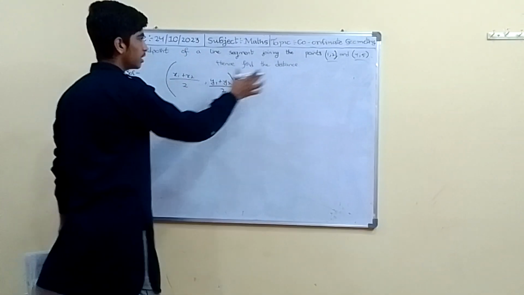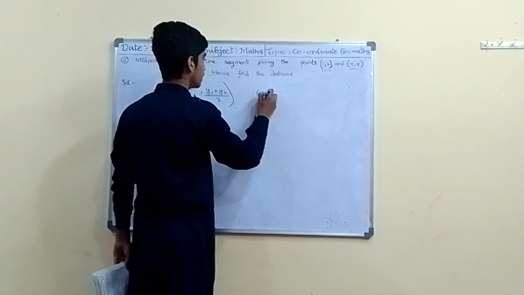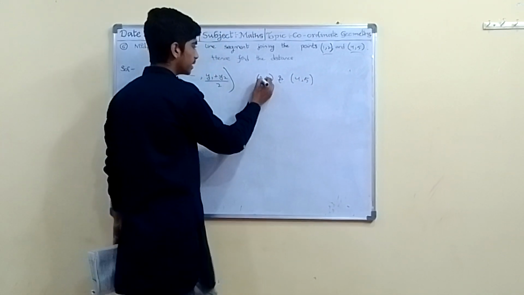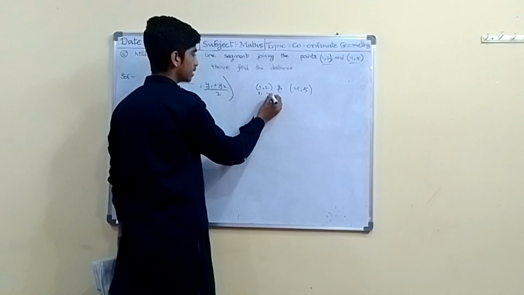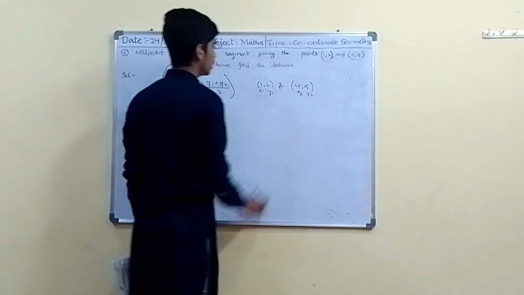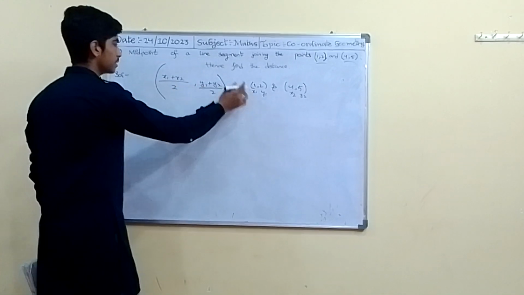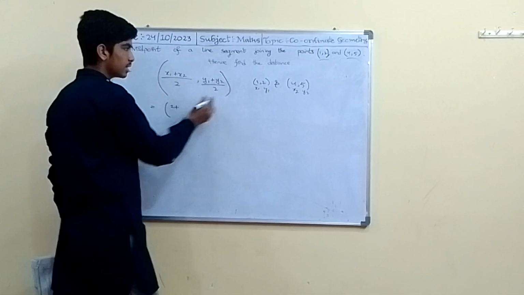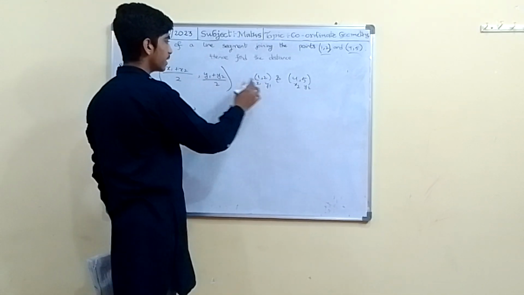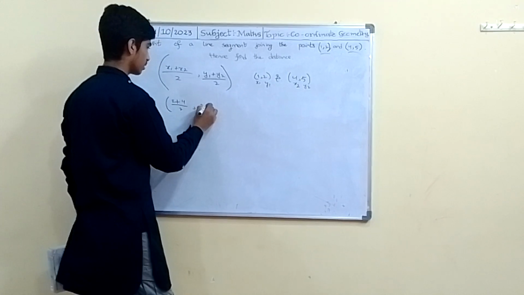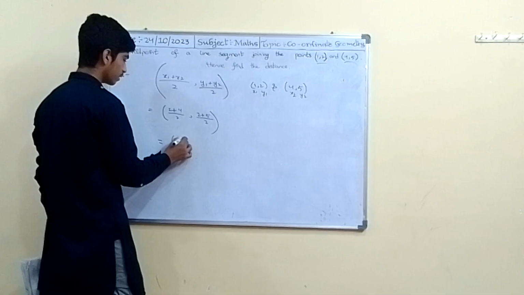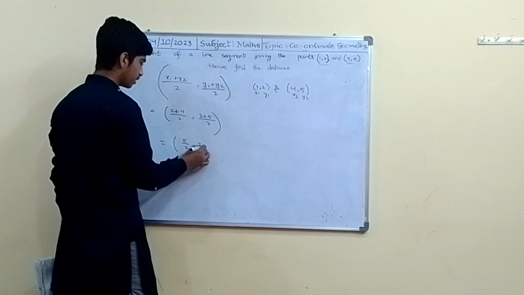We have to take the 2 points 1 comma 2 and 4 comma 5. First value is to be taken as x1. Next one is y1 and in the second point x2, y2. So these are the 4 points in the given question. What is x1 here? 1. 1 plus x2. What is x2? 4. 1 plus 4 by 2 comma y1 plus y2, 2 plus 5 by 2. What is 1 plus 4? 5. 5 by 2 comma 7 by 2.